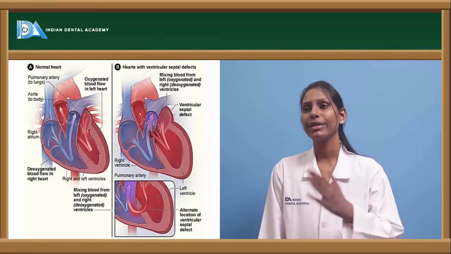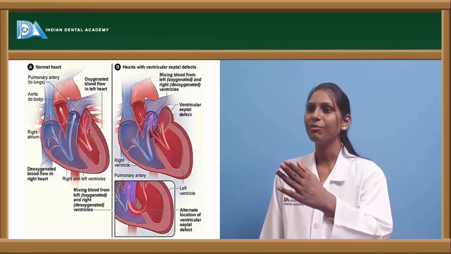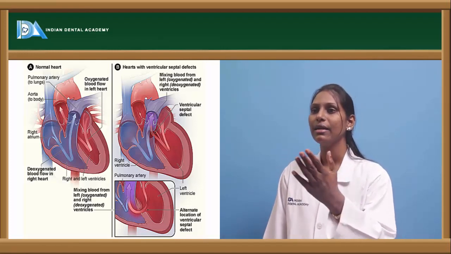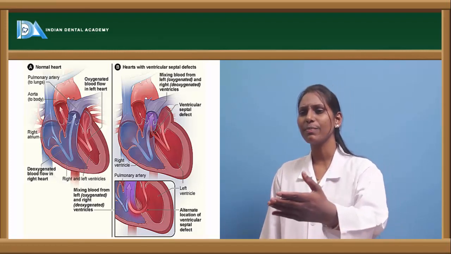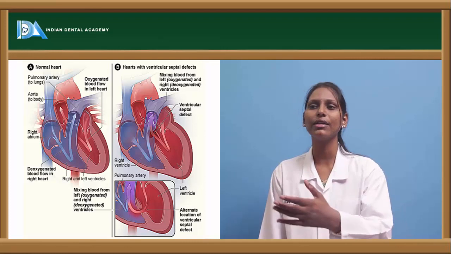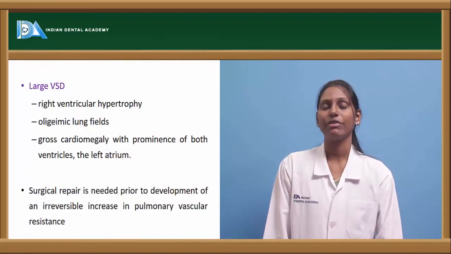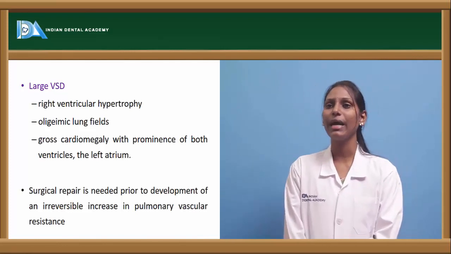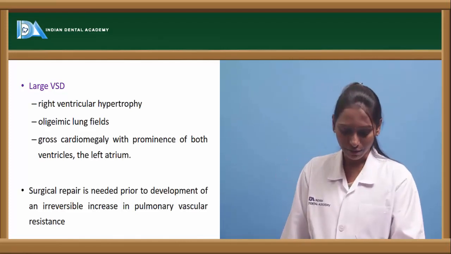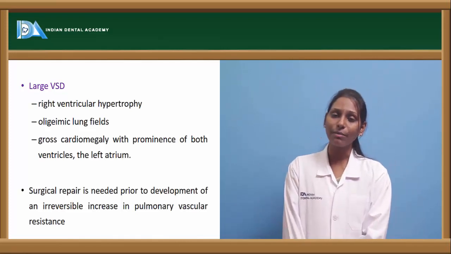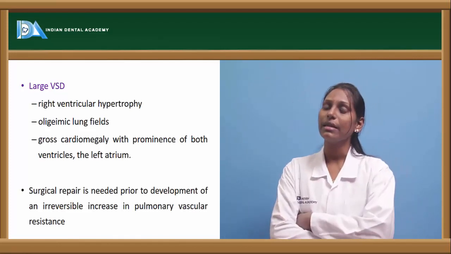There is a picture which is showing a normal heart and hearts with ventricular septal defects. We can see a ventricular septal defect here, where mixing of oxygenated and deoxygenated blood can be seen via the ventricles. The bottom picture shows an alternate location of the ventricular septal defect. Now coming to large ventricular septal defects. These usually have right ventricular hypertrophy, and they also have oligemic lung fields, which is nothing but pulmonary hypertension or an associated pulmonary stenosis present in this condition.